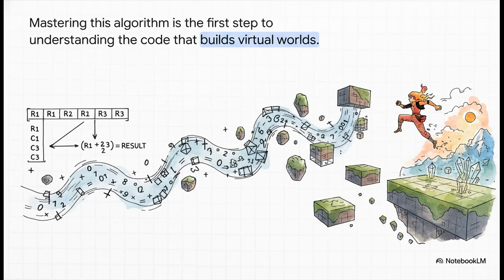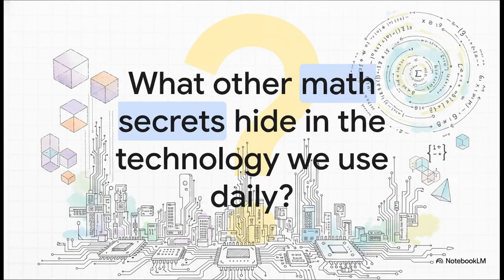So the next time you see a character in a game moving around so smoothly, what you're really seeing is the result of a crazy, non-stop stream of matrix multiplications, blending all those tiny movements together. So yeah, mastering this row by column thing, it's literally the first step to understanding the code that builds these incredible virtual worlds. And that kind of leaves us with a final thought, doesn't it? We just saw how this one simple-looking operation is the absolute backbone for building entire digital worlds. It just makes you wonder, what other mathematical secrets are hiding in plain sight, quietly powering the technology we use every single day?